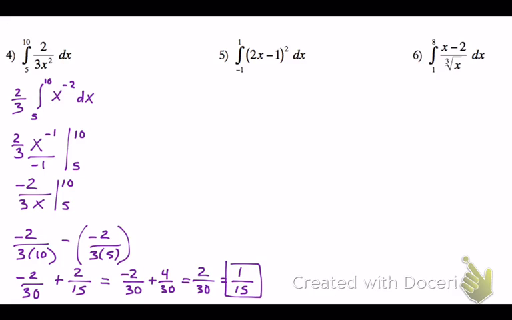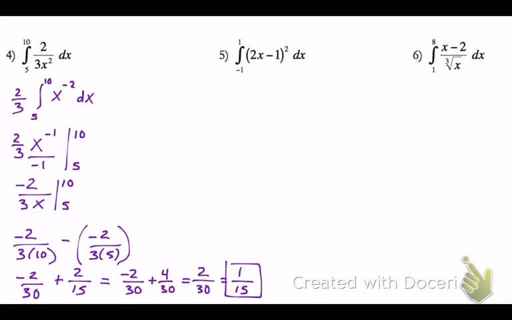So again, just to refresh your memory, because it looks like a couple of you guys were good on taking the integral, but maybe the fundamental theorem of calculus from yesterday escaped your minds a little bit. So we have to take the integral first, and then we evaluate it for plugging in 10 first, the top number, and then subtract plugging in the bottom number.